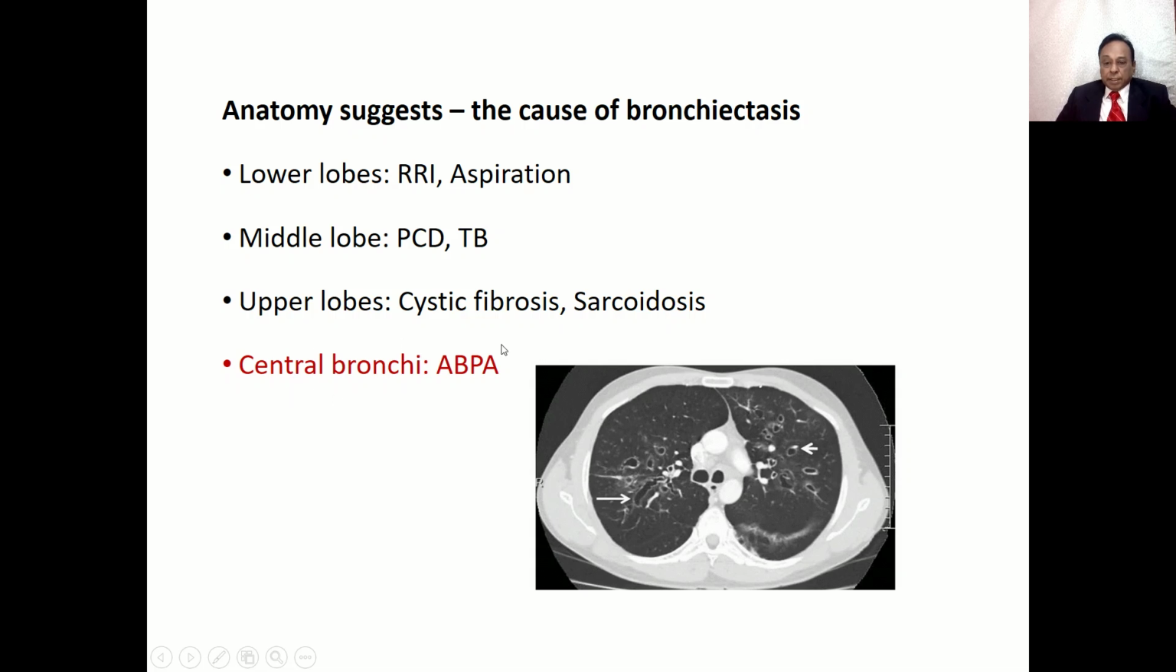Finally is ABPA, allergic bronchopulmonary aspergillosis. I think recently we have a lot of interest in this one. It typically involves the central bronchi. Look at that. Can you see the central bronchi? Central, it's not in the periphery. It is happening in the central part. That is what goes with allergic bronchopulmonary aspergillosis.